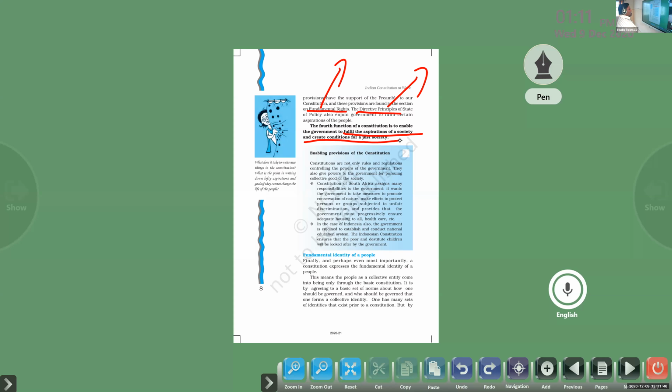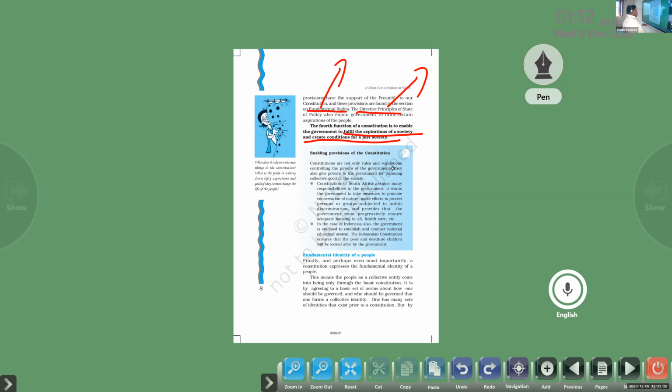Okay, so we are going to read a small box here, enabling provisions of the Constitution. Constitutions are not just rules and regulations controlling the powers of the government. They also give powers to the government for pursuing the collective good of the society. So the Constitution is not only controlling the powers of the government, at the same time it is giving some special powers to do something good for the society.